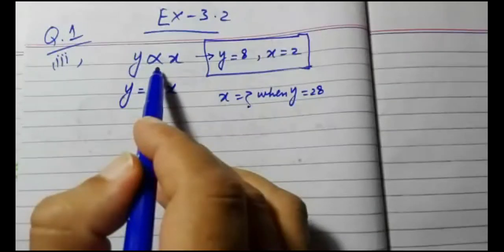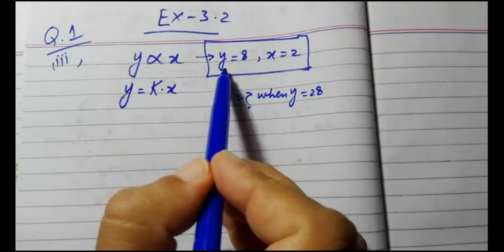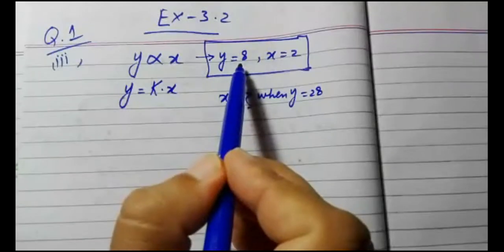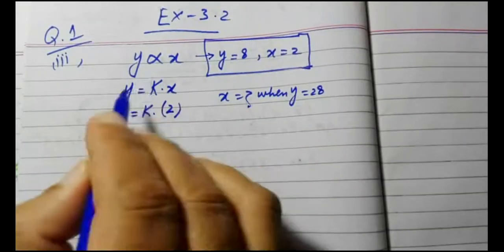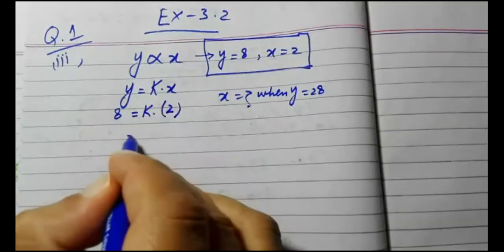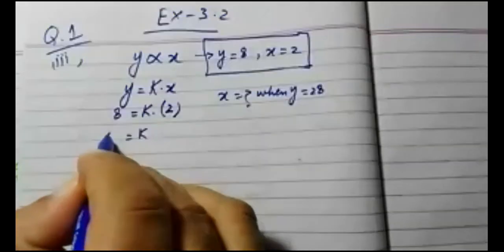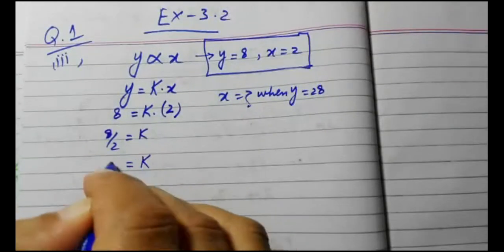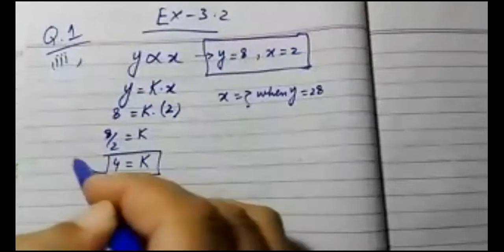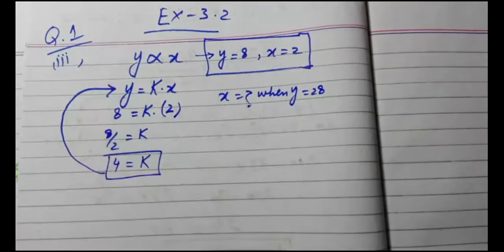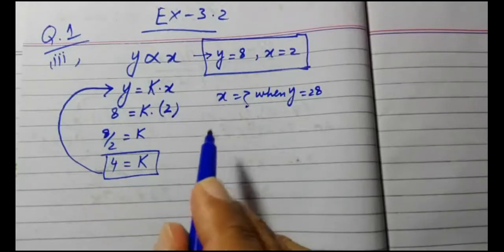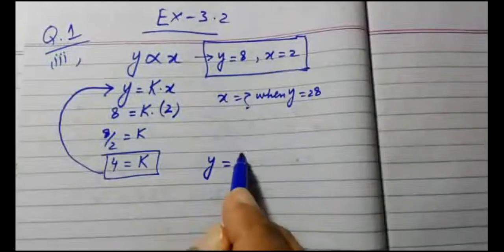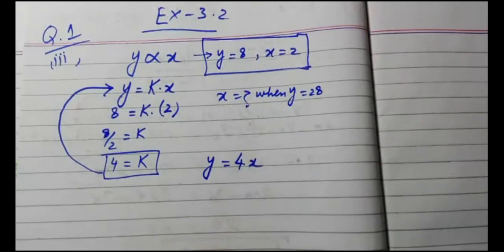For that purpose, a pair of values of x and y is normally given in the statement of the question. So we will substitute the values of x and y. In place of x you will write 2, in place of y you will write 8, and you will simply find 8 by 2, that is equal to 4. So first you have to find the value of the constant that we will back substitute right here. So the relationship between y and x will become, according to the given statement, y equals 4 times x. We have calculated the value of the constant, and you will put it into this formula.